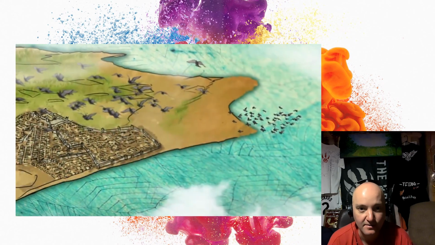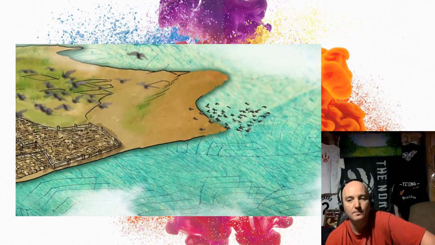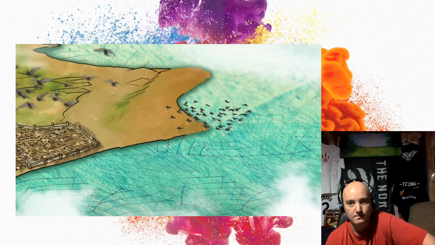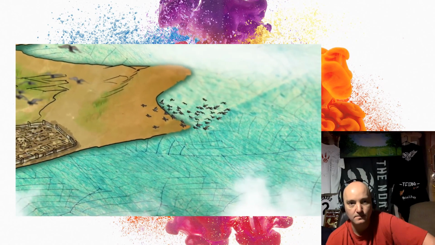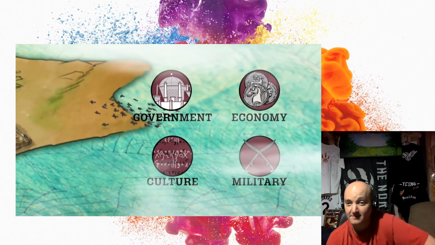Now that we have traced the broad trajectory of Carthage's rise to power, let us take a closer look at its civilization. We will do so in the following order: government, economy, culture, and military.